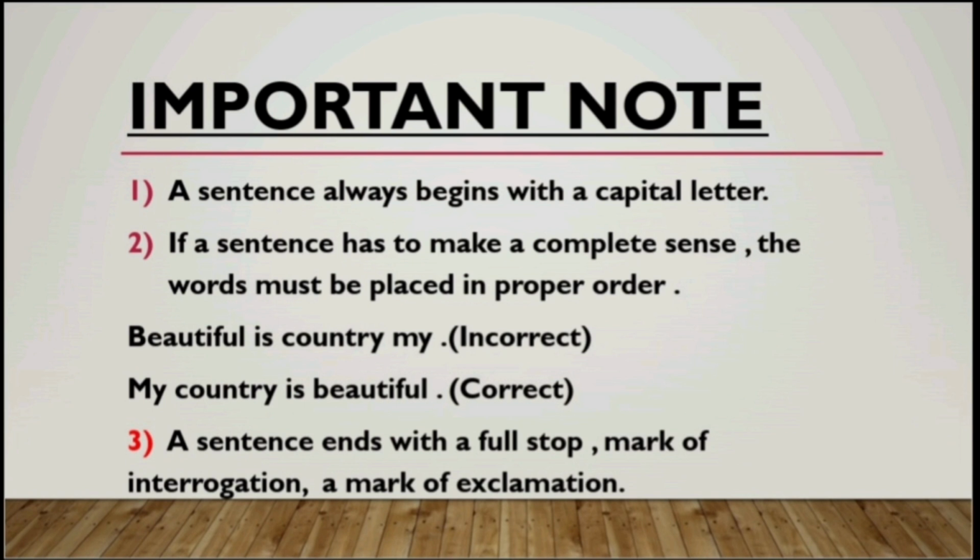Point number 2 is that if a sentence has to make complete sense, the words must be arranged in a proper order. A sentence is a meaningful arrangement of words, so the arrangement should be so proper that it makes complete sense by itself and conforms to the rules of grammar. It cannot be a random arrangement of words like "beautiful is, country, mine." No, that would be wrong because it is a random arrangement of words. But the correct one would be: My country is beautiful. The sentence is capable of imparting a complete meaning by itself.